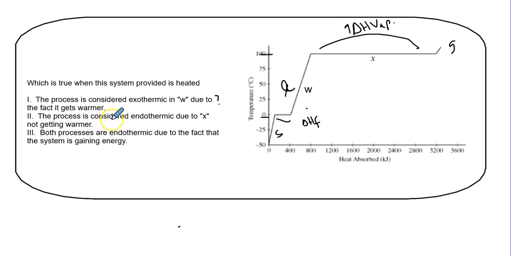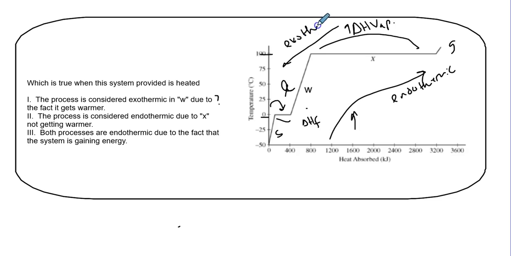The process is considered endothermic due to X not getting warmer. And both processes are endothermic due to the fact that the system is gaining energy. All right, so here's the thing. Anytime we move this direction here, we are going to be adding energy into the system. Adding energy is to get warmer, adding energy to break bonds. Everything going up is endothermic. Everything going down is going to be exothermic. We'll change up, hopefully get a better question here. I think I dropped the ball on that one.